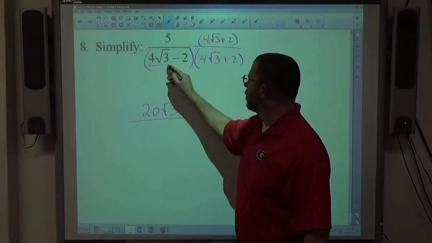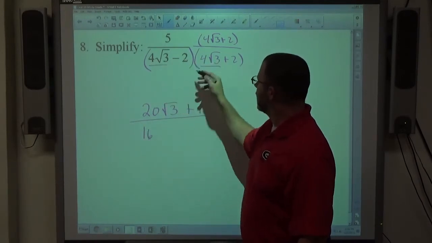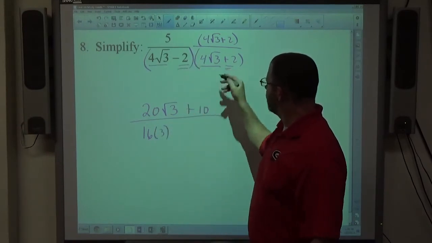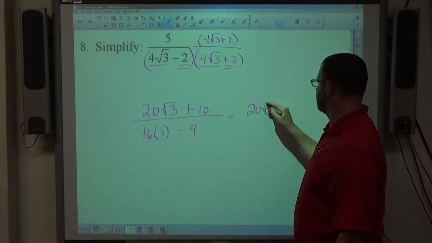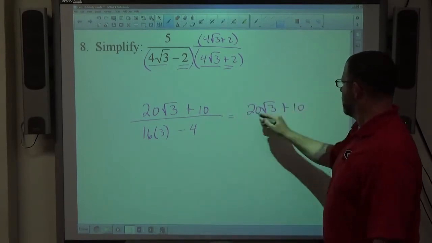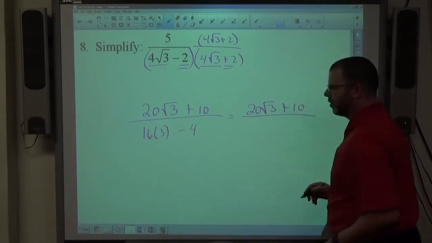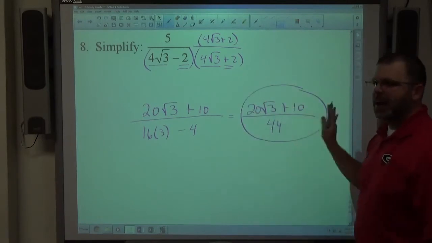On the bottom, first times first. 4 times 4 is 16. Square root of 3 times square root of 3 is 3. Last times last, negative 2 times positive 2 is negative 4. Leave the top as is. 16 times 3 is 48, minus 4 is 44. That's the correct answer. I'm not going to count that wrong.